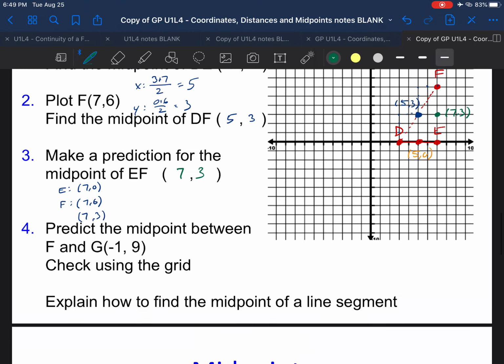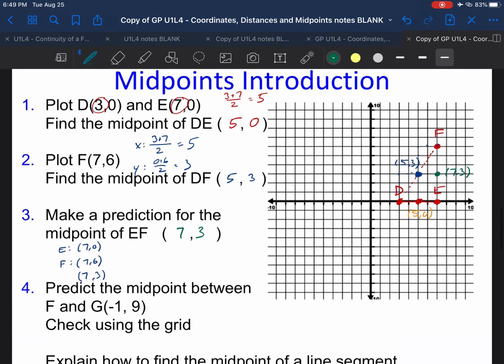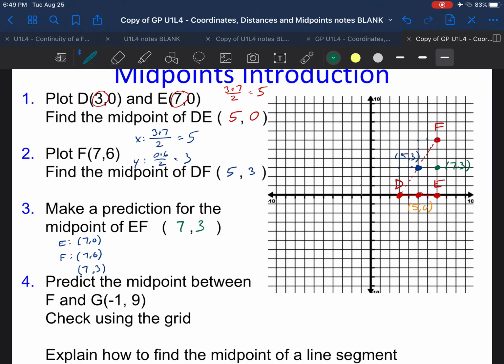Predict the midpoint between F and G, which is negative 1, 9. So negative 1, it's right there. 1, 2, 3, 4, 5, 6, 7, 8, 9. Yikes. If we want to go midpoint between F and G, well, we have to take averages of those two respective points. Okay, so this is point G now. So F is point 7, 6, and G is the point negative 1, 9.